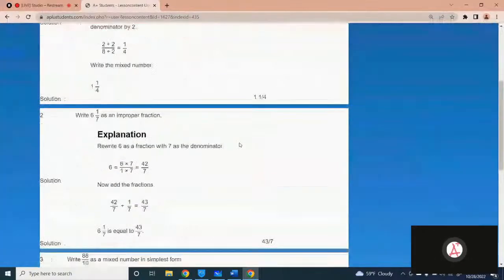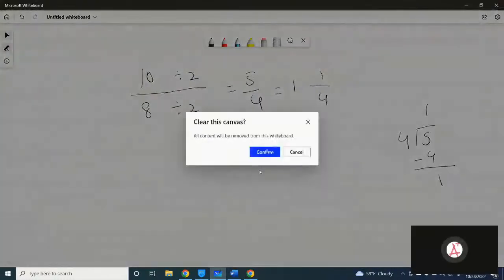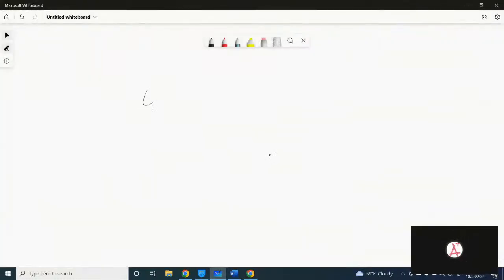Write 6 whole 1 over 7 as an improper fraction. So you have to convert from mixed to improper. So you have 6 whole 1 over 7. So how can you convert the number into an improper fraction? You need to do 6 times 7. You add the 1 to the answer and divide it by 7. Got it? So 6 times 7 is 42, and 42 plus 1 is 43 over 7. Got it? So the correct option is 43 over 7.